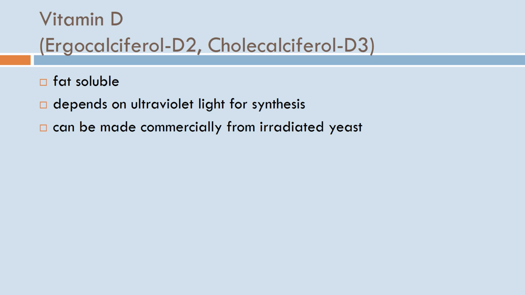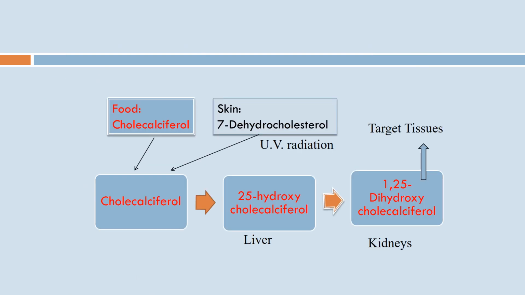Next is vitamin D. Vitamin D is known as calciferol. There are two forms, vitamin D2 and vitamin D3. Vitamin D2 is known as ergocalciferol. So how is this vitamin D synthesized in the body? Vitamin D is present in the form of cholecalciferol in the food, or in the skin it is present in the form of 7-dehydrocholesterol. Due to UV light or UV radiation, this 7-dehydrocholesterol is converted into cholecalciferol.